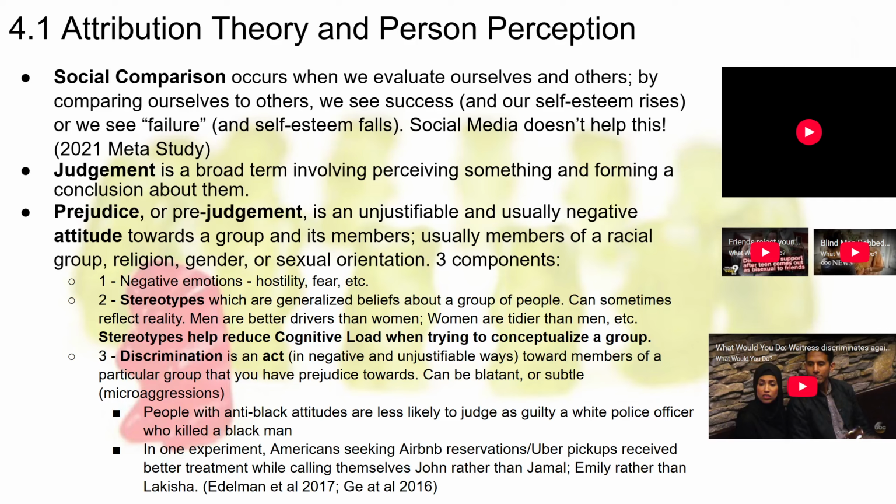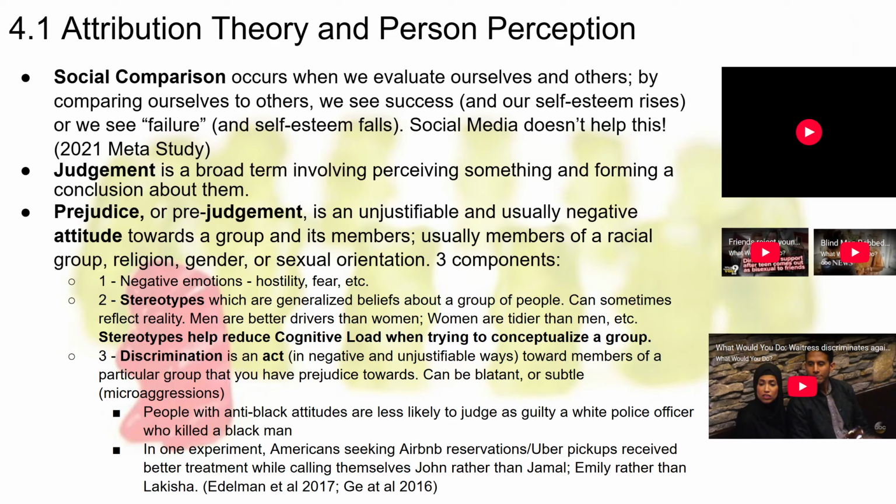The last piece of this is discrimination. So prejudice and stereotypes are almost exclusively just kept in the head. They're cognitive thoughts or judgments that you have about someone or something, right? Discrimination is when those thoughts and beliefs leave your body and become an act. So discrimination is a behavior. It is something you do to people that is based on your stereotypes and your prejudice and your negative feelings based on hostility and fear.